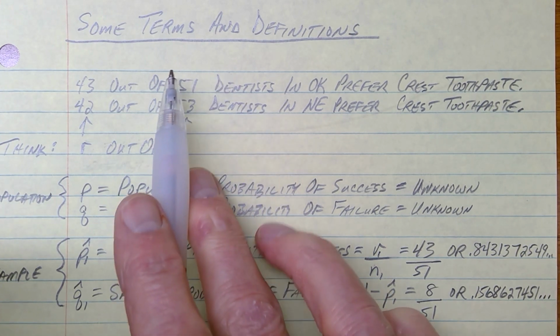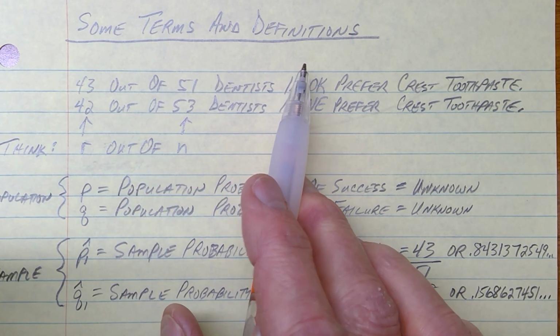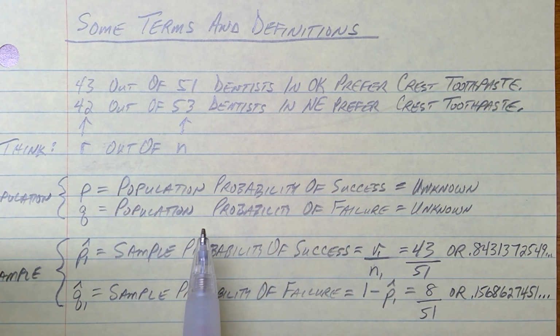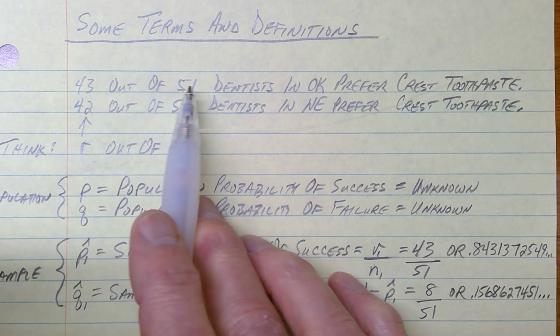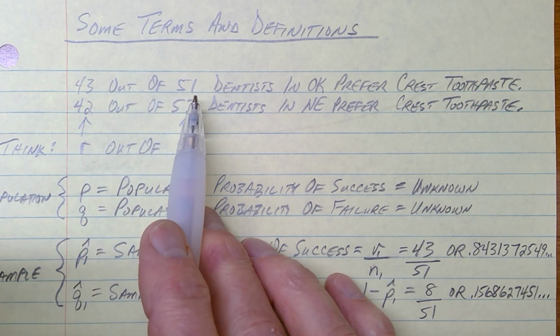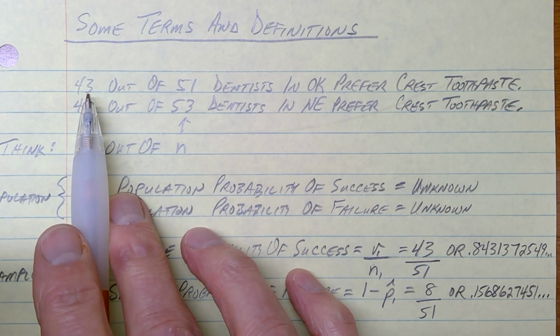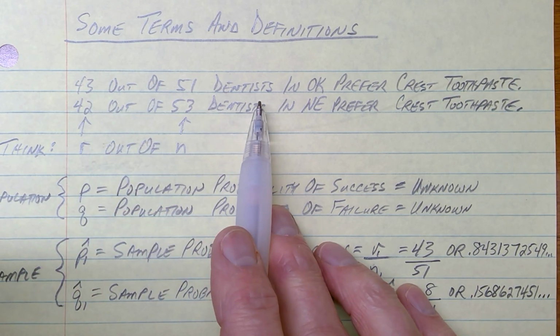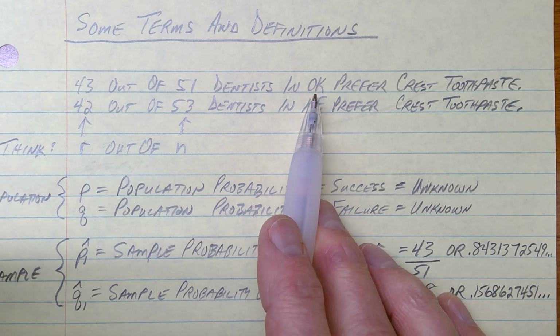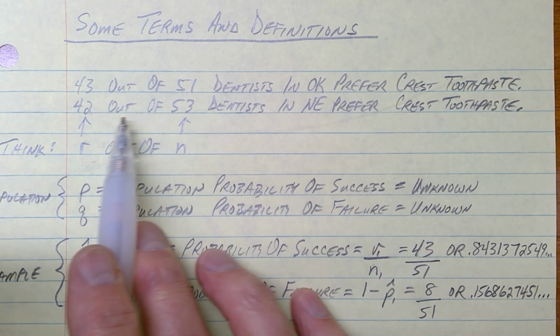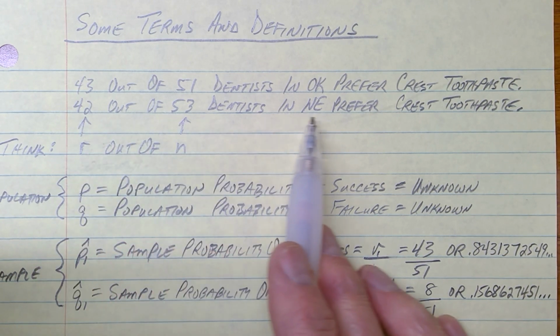So we need to go over some terms and definitions. I've got 3 problems I want to work, but we kind of need to go over some definitions and maybe some symbols you haven't seen before. So I just made up some information here. There used to be a commercial that said 4 out of 5 dentists prefer Crest. All right, so I just changed the numbers and I said 43 out of 51 dentists, and let's say population 1 is Oklahoma. So dentists in Oklahoma prefer Crest. And maybe in Nebraska, 42 out of 53 prefer Crest.